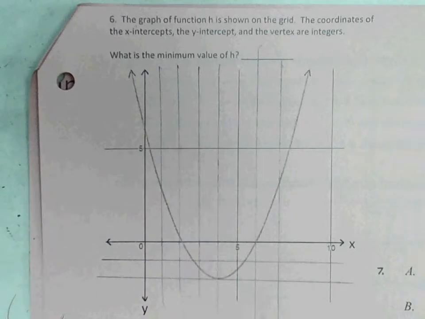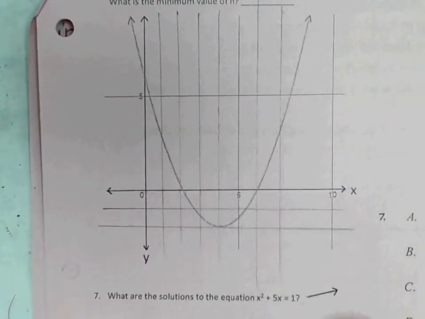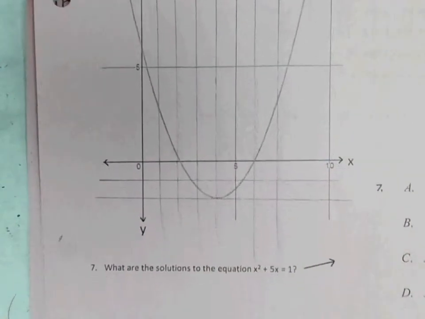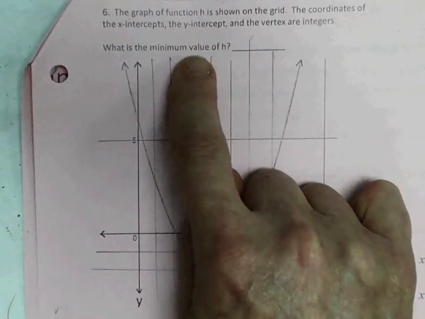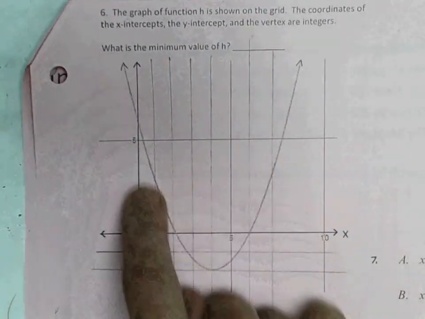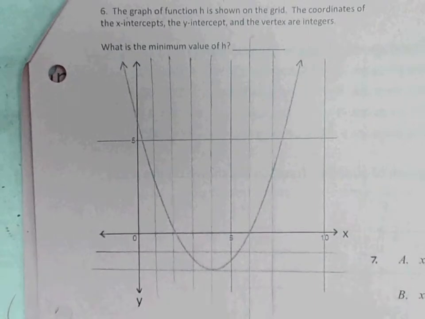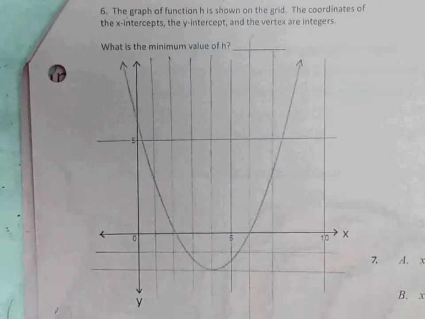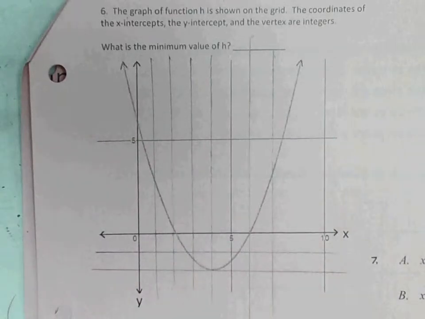Number 6 on your review probably had some washed out grid lines, so you can take a look at mine over here to help you out. And the question is, what's the minimum value of this function h? This is the function h. That's one where you just look at it and ask yourself, what is the minimum value?